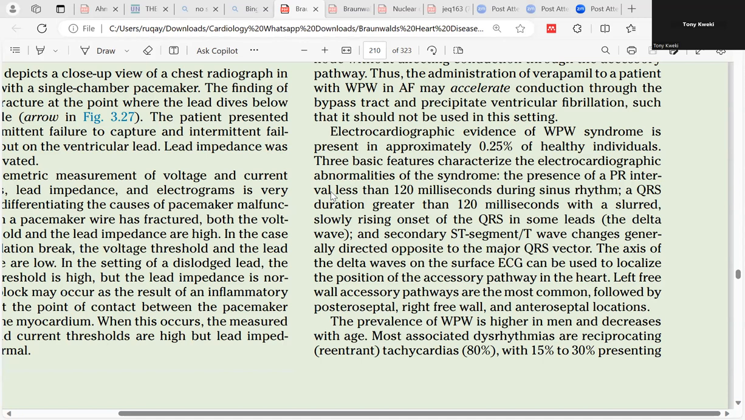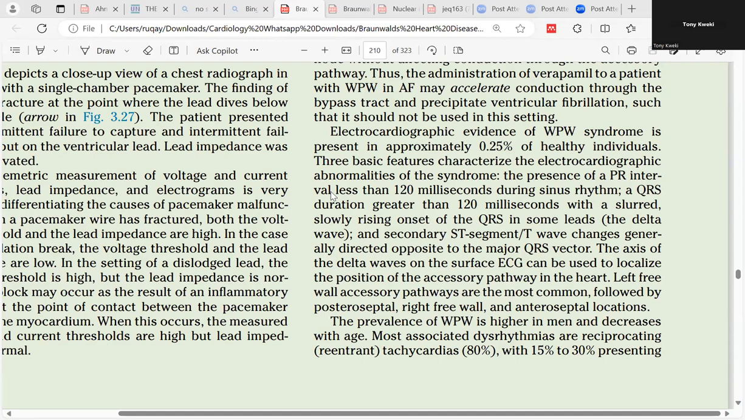Three basic features characterize the ECG abnormalities of this syndrome. The presence of PR interval less than 120 milliseconds during sinus rhythm, QRS duration greater than 120 milliseconds with a slurred, slowly rising onset of QRS in some leads. This is the delta wave. So it doesn't have to be in all leads, it could be in some leads. And secondary ST-T wave changes generated directly opposite to the major QRS vector.